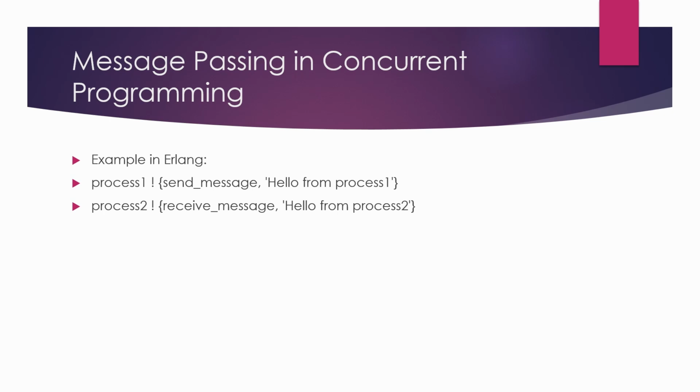Message passing is another critical feature in concurrent programming. It enables processes to communicate with each other by sending messages. For example, in Erlang, we can send messages between processes to coordinate their actions. This approach is especially useful in distributed systems.